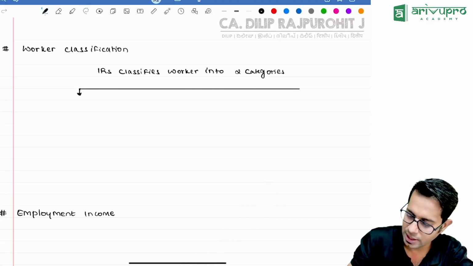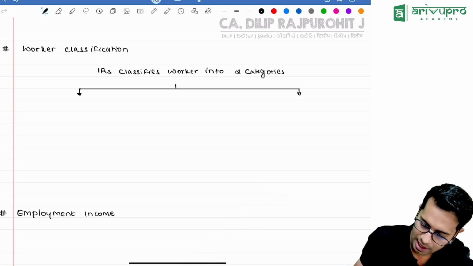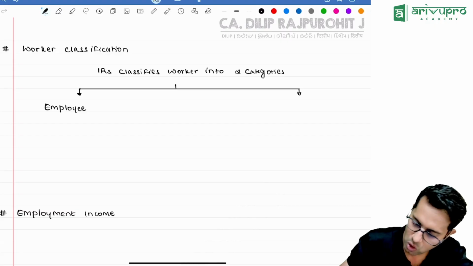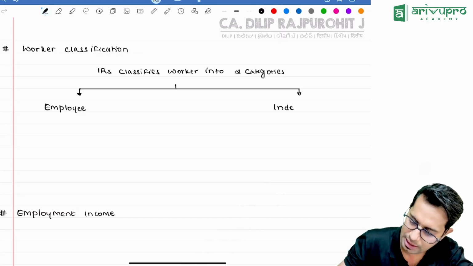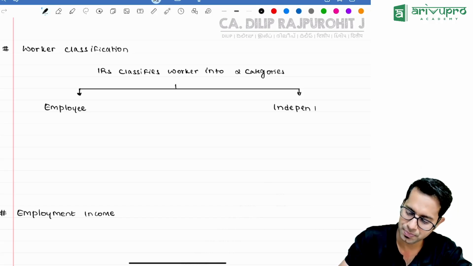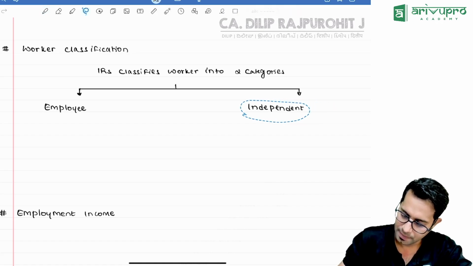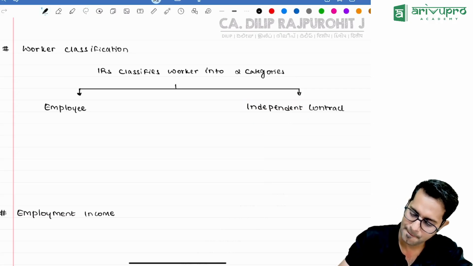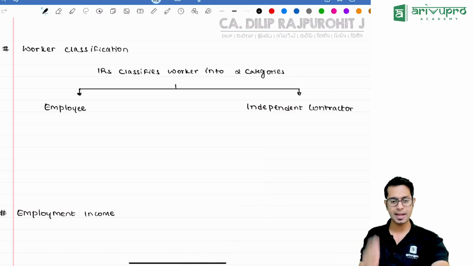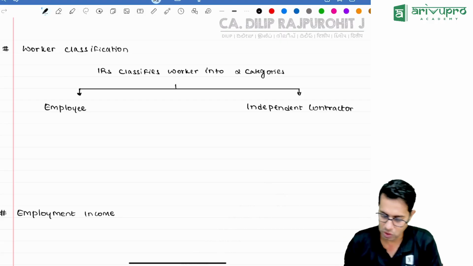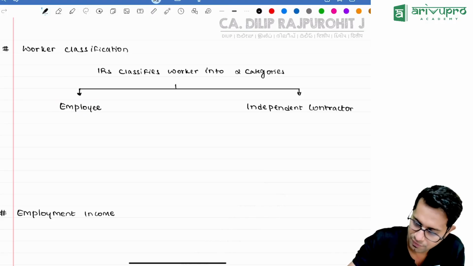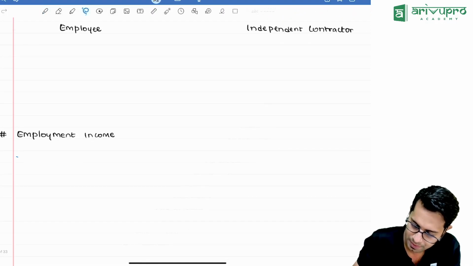You can either be called an employee or you will be an independent contractor. You are what, sir? Either an employee or an independent contractor. Sir, what is the major difference? We'll write the meaning. First, we'll understand who is an employee.